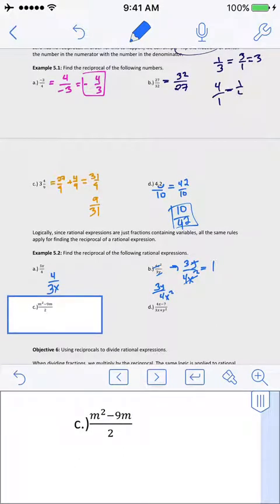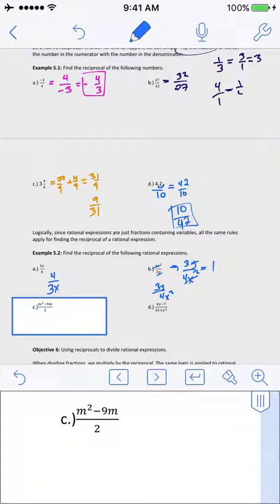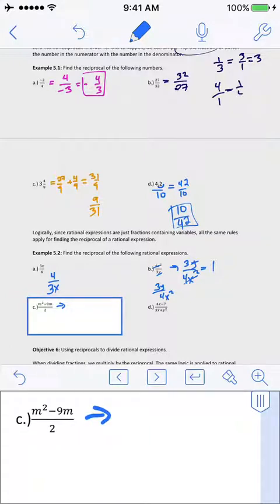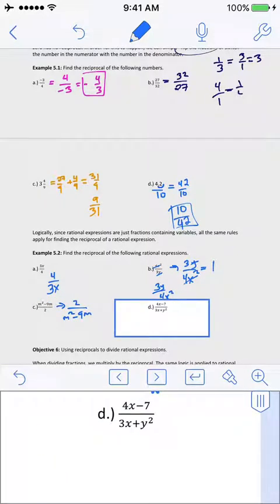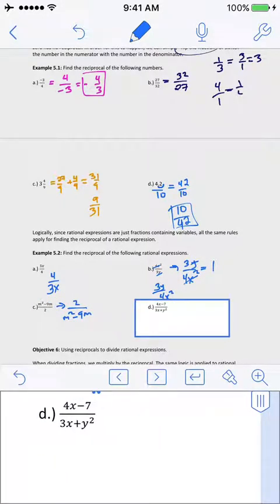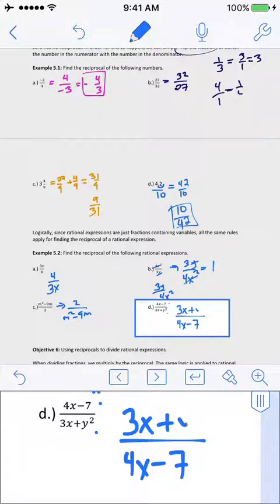Alright, let's try this one. m squared, I'm sorry, m squared minus 9m over 2. Reciprocal of that would be 2 over m squared minus 9m. And then finally, the reciprocal for this one would take the numerator and stick it in the denominator, and take the denominator and stick it in the numerator.